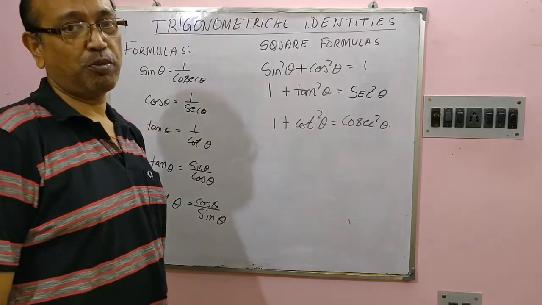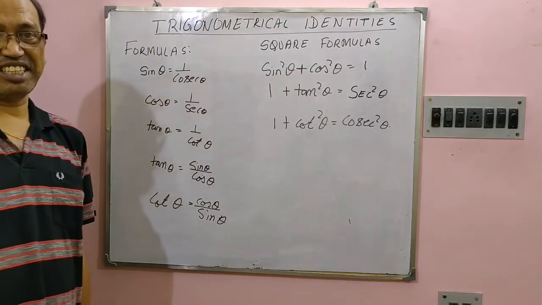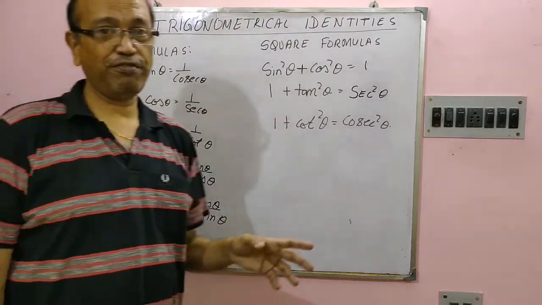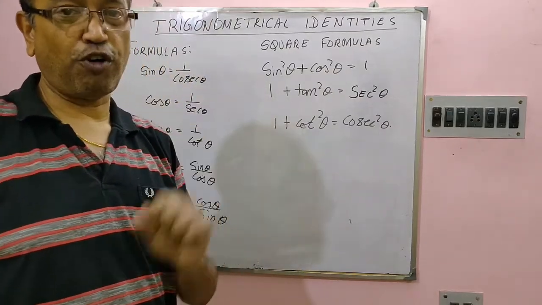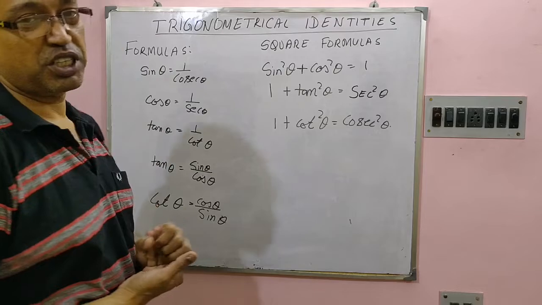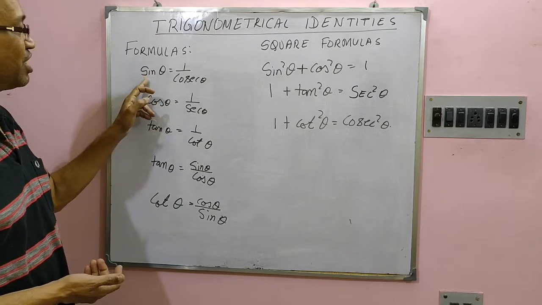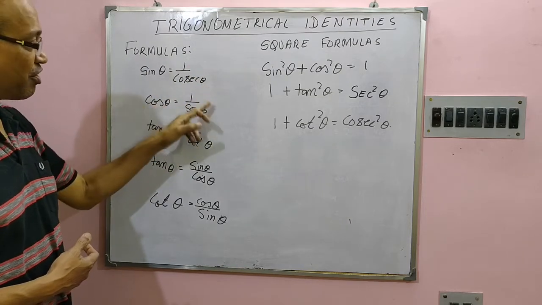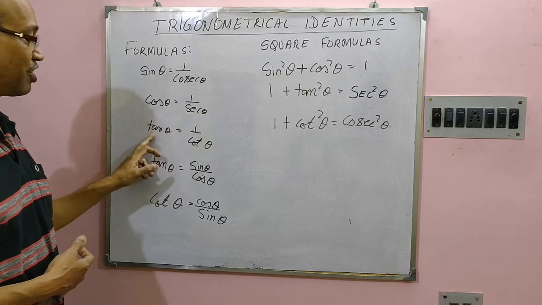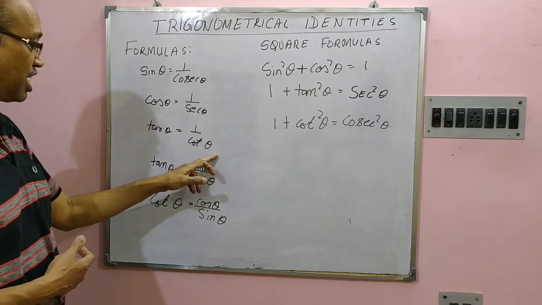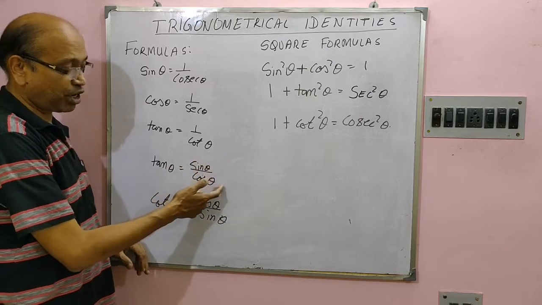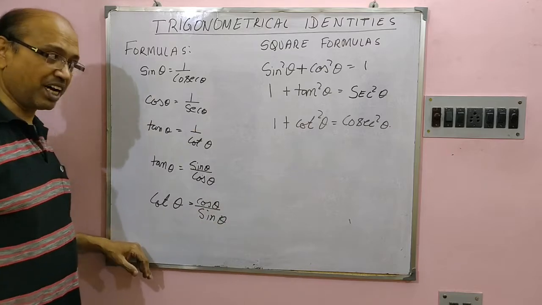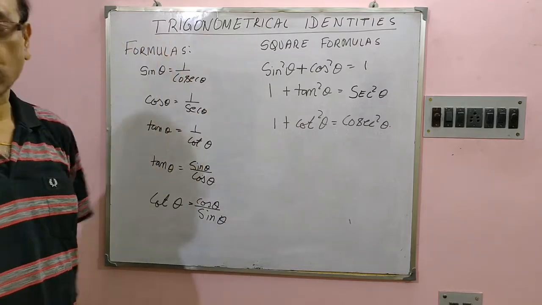The first part of trigonometry for class 10, ICSE class 10, is trigonometrical identities. Now we have done in class 9 the basic formulas of trigonometry. What are the basic formulas? Sine theta, reciprocal of sine theta is cosec theta; cos theta, reciprocal of cos theta is sec theta; tan theta, reciprocal of tan theta is cot theta. Again, tan theta can be written as sine theta by cos theta, and cot theta can be written as cos theta by sine theta. Now there were three square formulas.